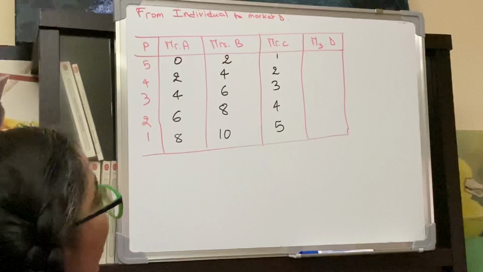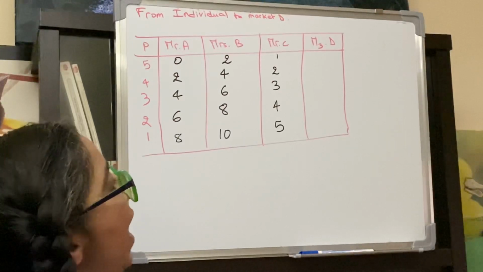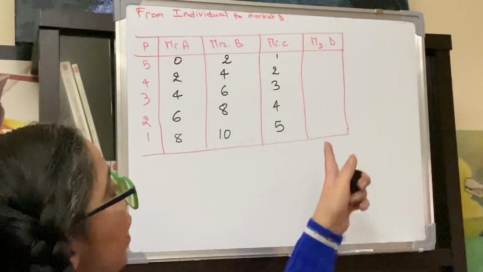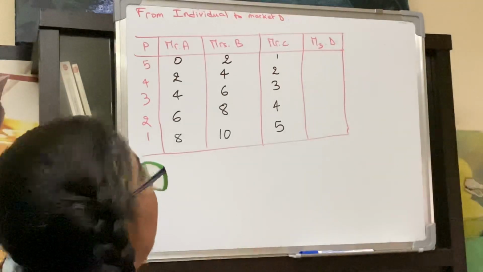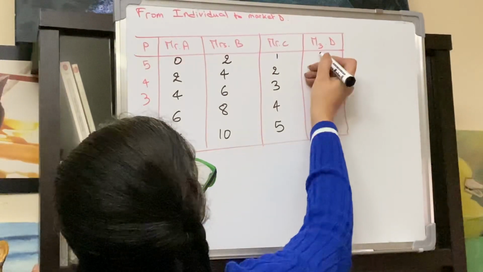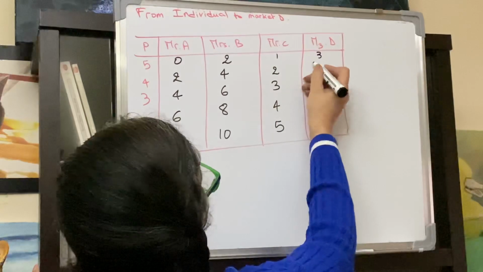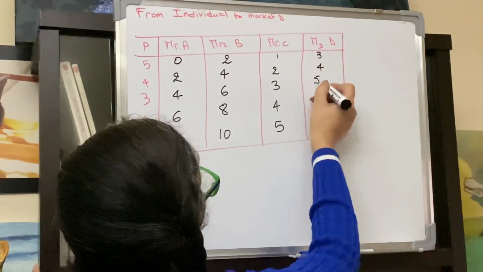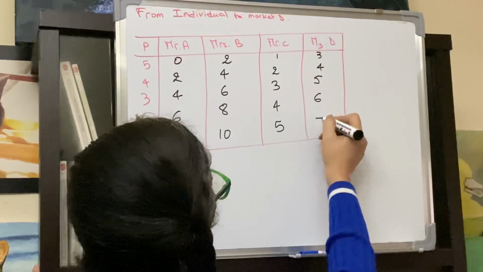Okay, how much do I have now? And here, Ms. D, I don't know, 3, 4, 5, 6, and 7.